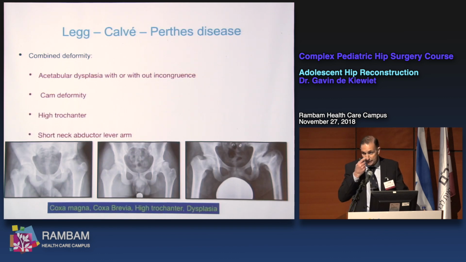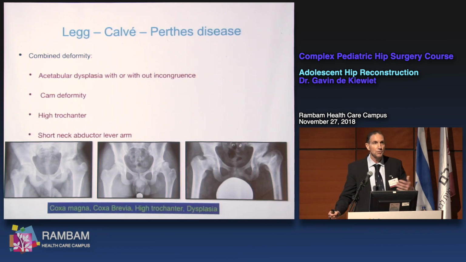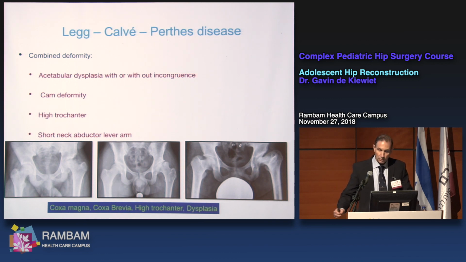So Perthes disease classically is a condition that gives us a lot of options in terms of reconstruction. It has a lot of abnormalities. You have often acetabular dysplasia, you've seen earlier on, with or without incongruence. You have a cam deformity, a large head, coxa magna. You have a short neck, coxa brevia, high-riding trochanter, a short neck lever arm.